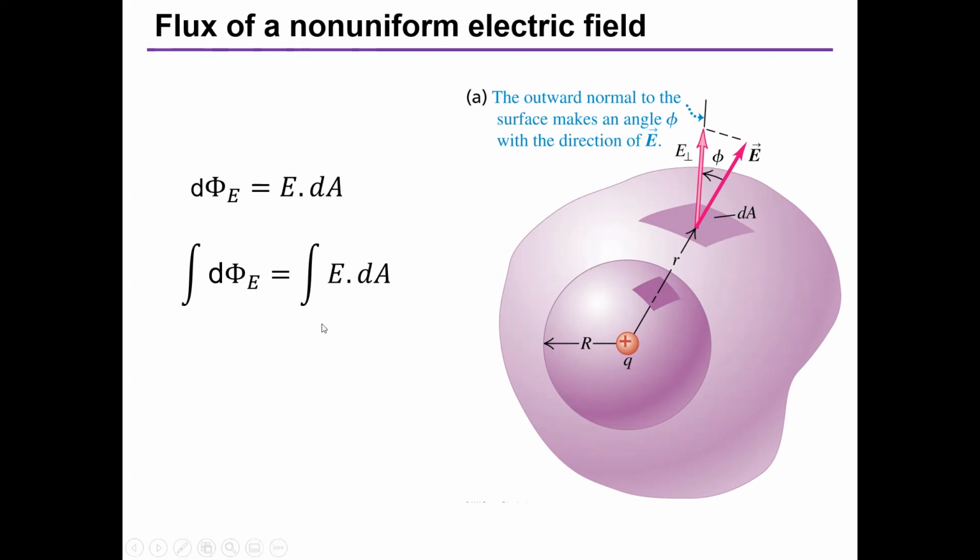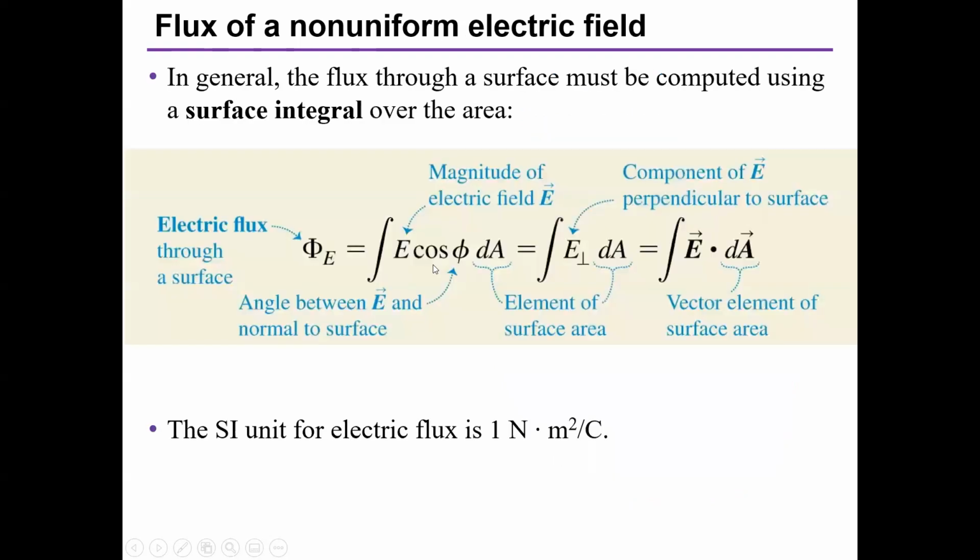So the integration of dΦE, which is the total flux passing through this surface, will be equal to the integration of E dot dA. Okay, so this is the total flux. So the electric flux can be calculated by this equation. This is the same equation presented in different product forms.